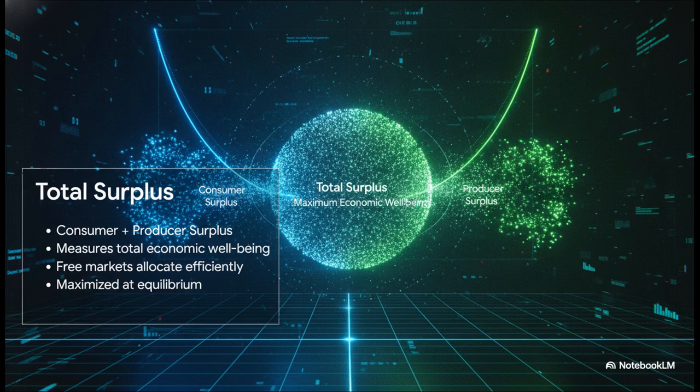So, here's the crucial point. When we mash Taylor's consumer surplus and Andy's producer surplus together, we get what economists call total surplus. This represents the total economic well-being of our simulated society. In a free market without any outside interference, the invisible hand naturally allocates resources efficiently. At equilibrium, total surplus is entirely maximized, leaving both buyers and sellers as well off as they can possibly be.